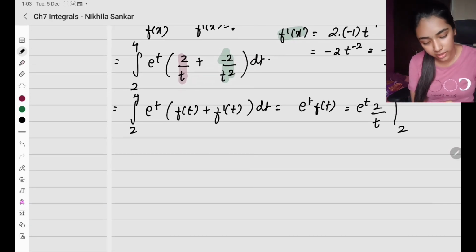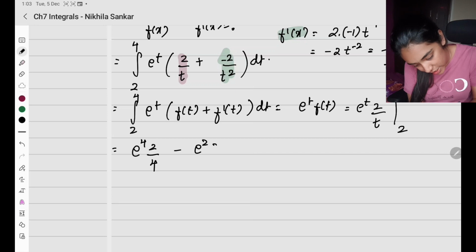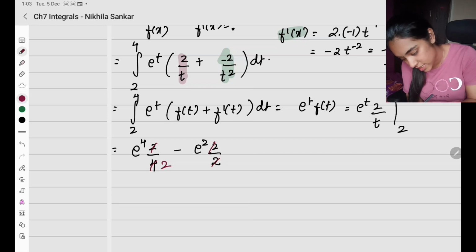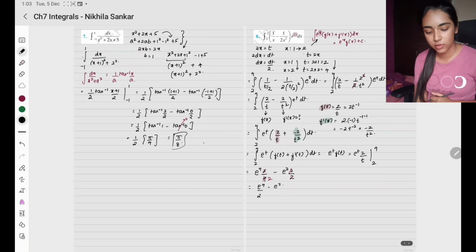இந்த இடத்துல definite integral எடுக்கணும். Okay? Remember. So when I do that, I have e to the 4, 2 divided by 4, upper limit substitute பண்ணியாச்சு, minus e to the 2, 2 divided by 2. So this gets cancelled and this gets cancelled. So I have e to the 4 divided by 2 minus e square. So this is my final answer. Okay? Please copy.